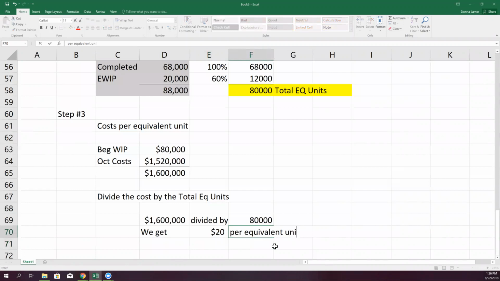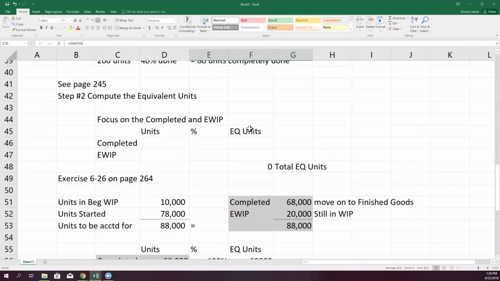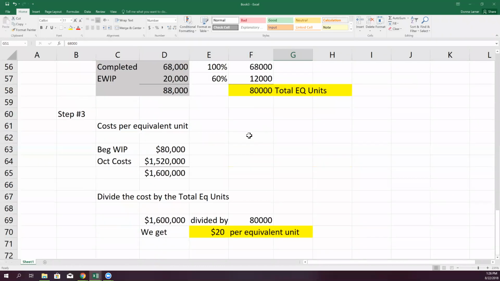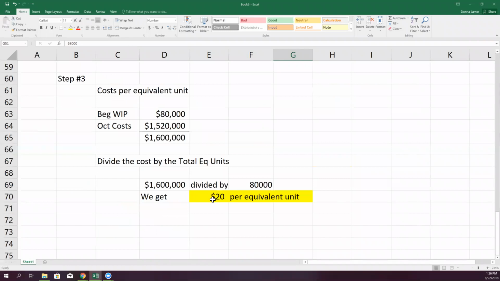Why do we care? I'm going to keep coming back to that. We care because the whole objective that we're trying to do is to figure out, of all these units we've been playing around with, we said that 68,000 units moved on to finished goods. We have to grab the amount of money that relates to those 68,000 and move that to finished goods. Well, how do we figure that out? Now we know that every unit that moves over to finished goods is $20.